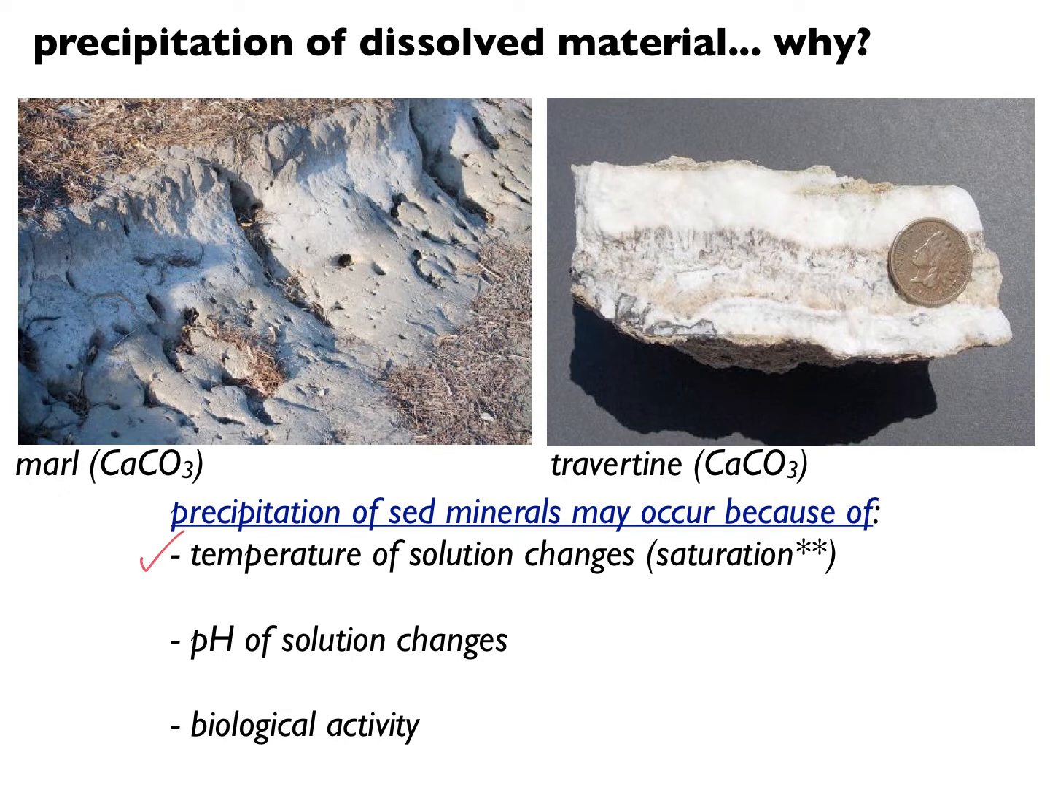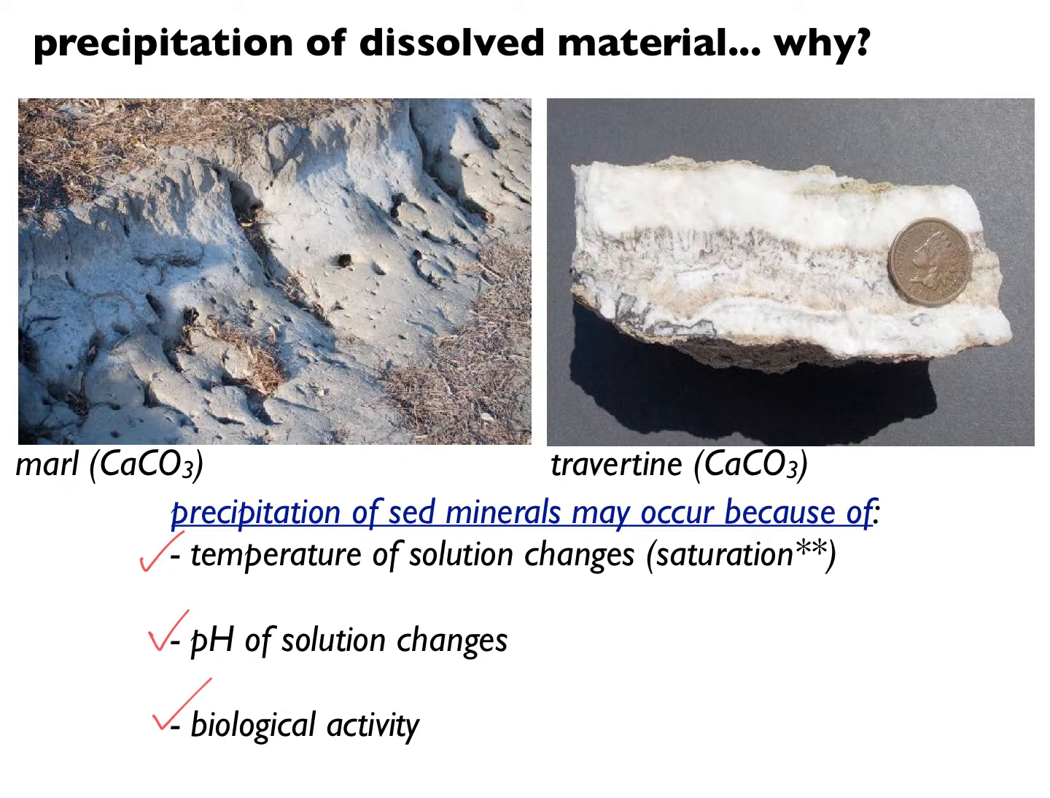So if the temperature decreases, that might prevent dissolved ions from remaining in solution and might encourage them to otherwise precipitate out. So think about how you're able to throw salt into a boiling pot of water. It instantly dissolves. But if you were to turn the heat off of that pot of water and give it enough time, the salt would probably reprecipitate back out of that pot of water. If the pH of the solution changes, that could also cause minerals to precipitate. And lastly, biological activity can also lead to the precipitation of chemical sedimentary minerals.